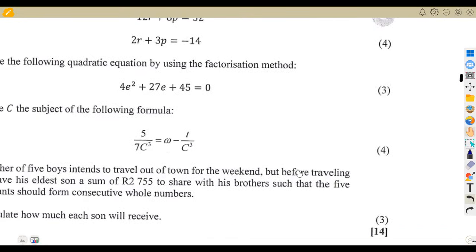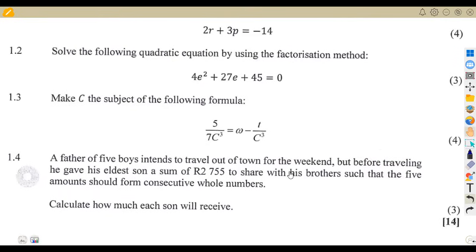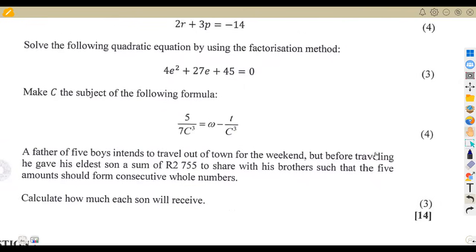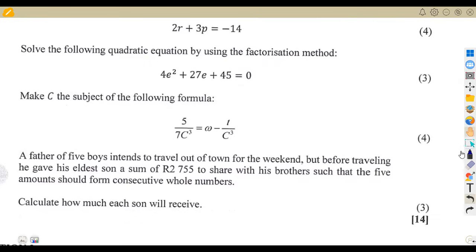Move on to 1.4. A father of 5 boys intends to travel out of town for the weekend. But before he travels, he gave his eldest son a sum of 2,755 rand to share with his brothers, such that the 5 amounts should form consecutive whole numbers. These 5 amounts, meaning to say they are different amounts.